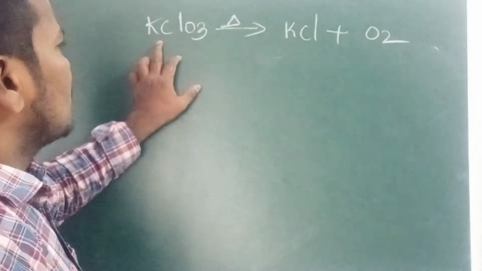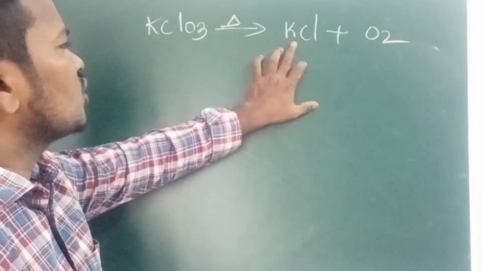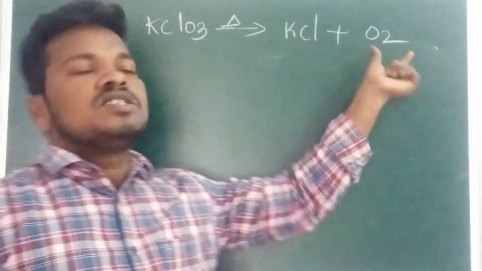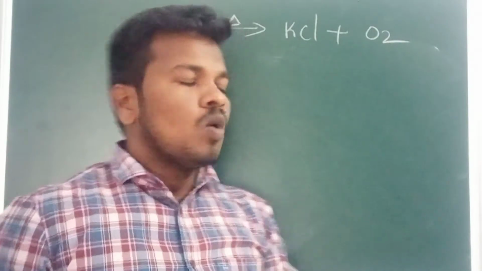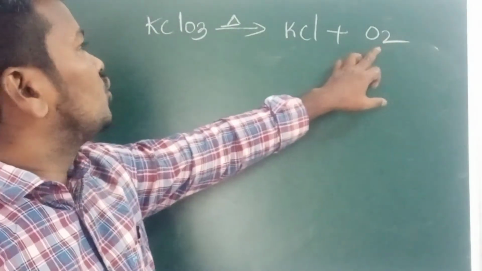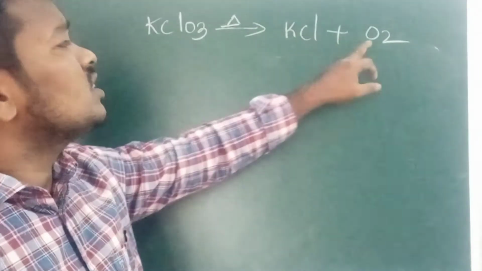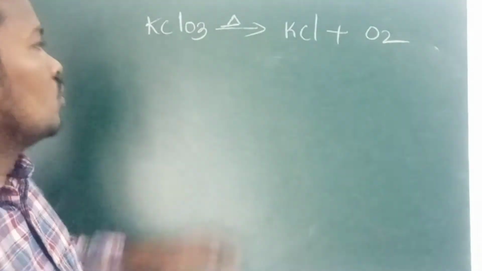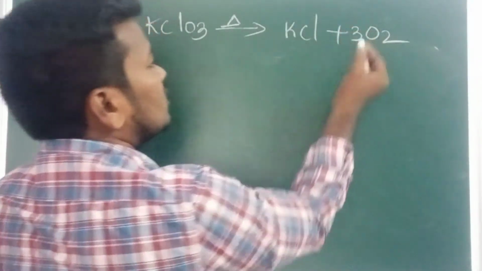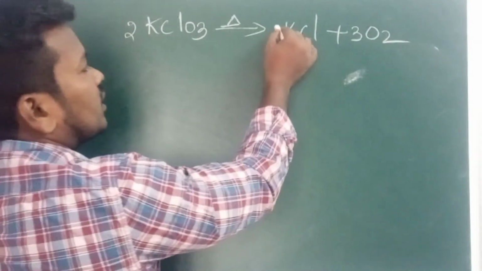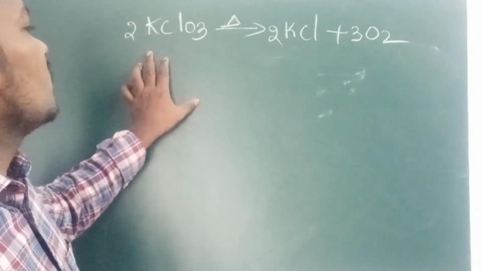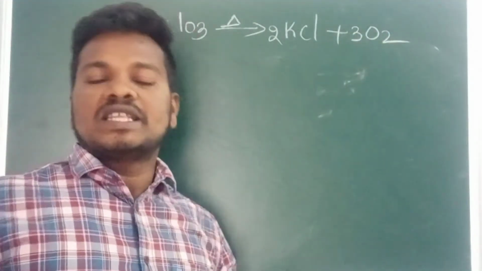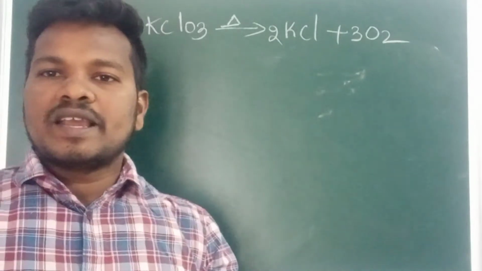Now you can see: 1 potassium, 1 potassium, 1 chlorine, 1 chlorine. But this side has 3 oxygens and this side has 2 oxygens. So KClO3 should be multiplied with 2 and O2 should be multiplied with 3, and automatically everything is balanced. Oxygen we can balance very easily. Now you can see 2 KCl, 2 KCl, and 6 oxygens: 2 threes are 6, 3 twos are 6. Everything is balanced. So first we have to balance the chemical reaction.